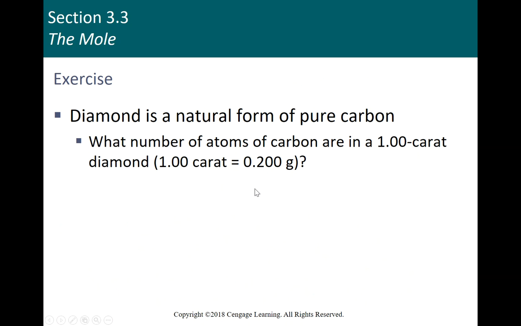Another question here, what number of atoms of carbon are in a 1 carat diamond? So you know diamond is a form of carbon, and so a 1 carat diamond should be all carbon atoms. We're given that a carat weighs 0.200 grams. And so let's start out. Now notice it says number of atoms, and that means we're going to use Avogadro's number. But first, let's start off with what we're given in the problem, 0.200 grams of carbon.